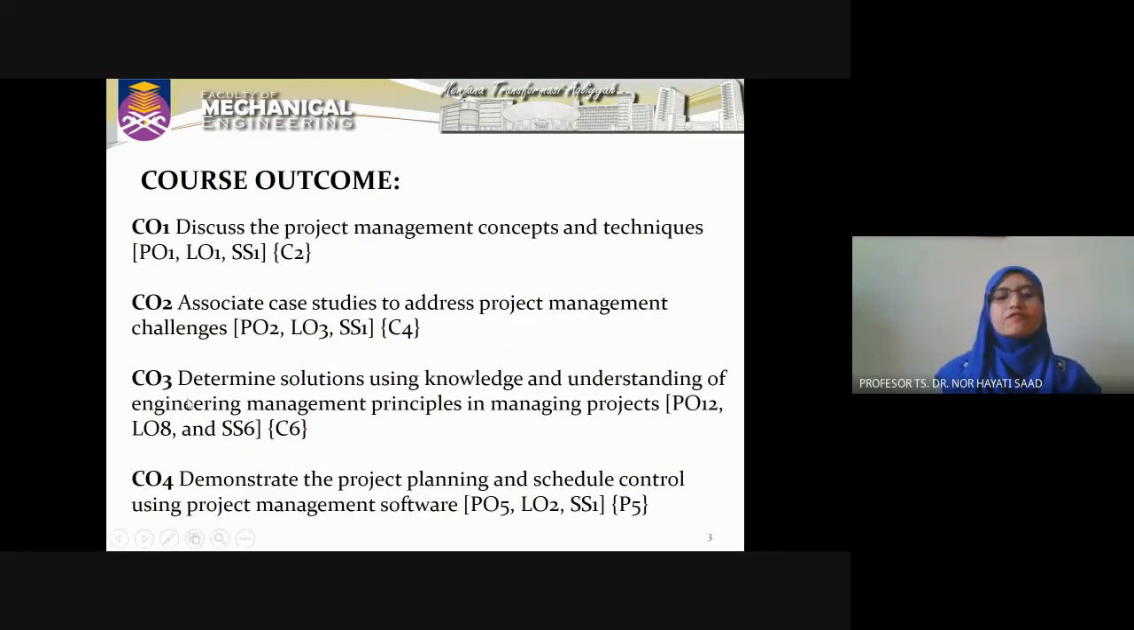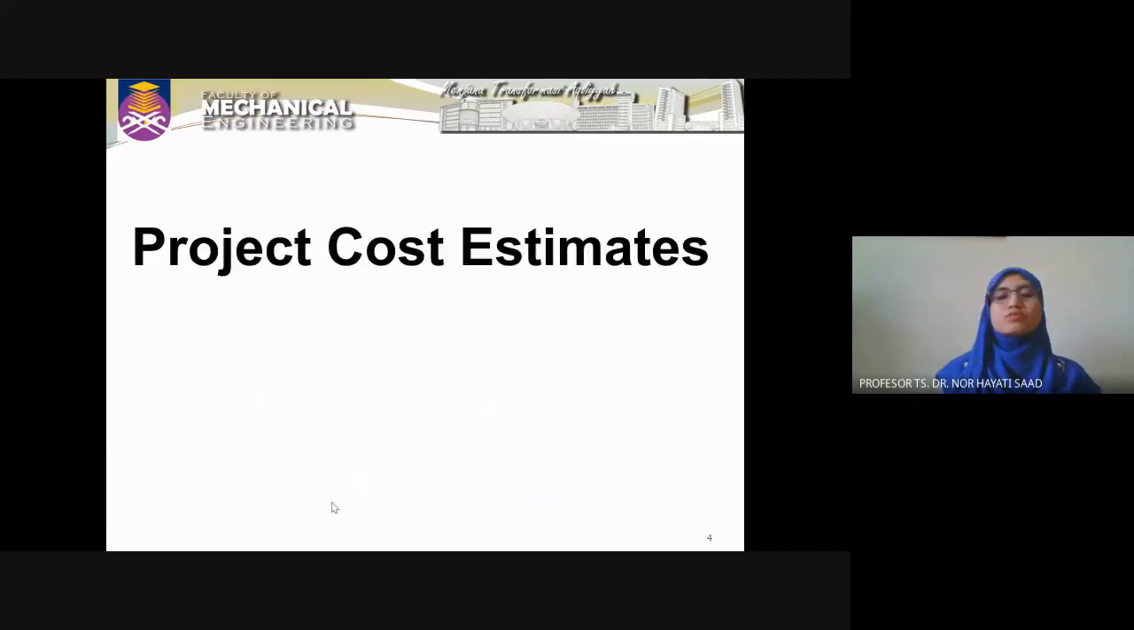It will cover 4 outcomes. Discuss the project management concept and technique, associate with a case study. We will relate every single thing with a case study. Determine solutions, so that we can relate knowledge and understanding. And this one is when we focus on the software: demonstrate the project planning and schedule control using project management software. The first one is to have a look at what we call the project cost estimate.